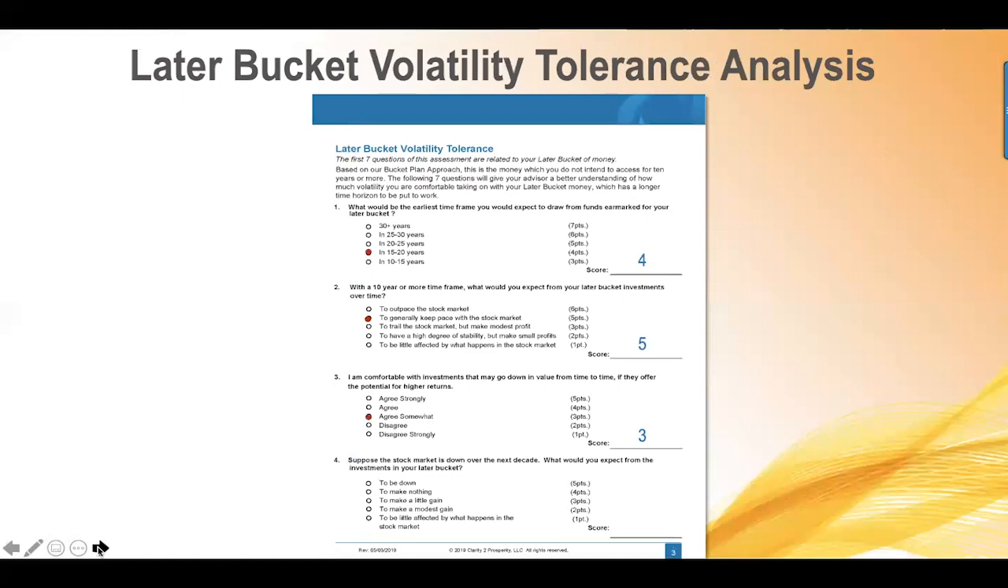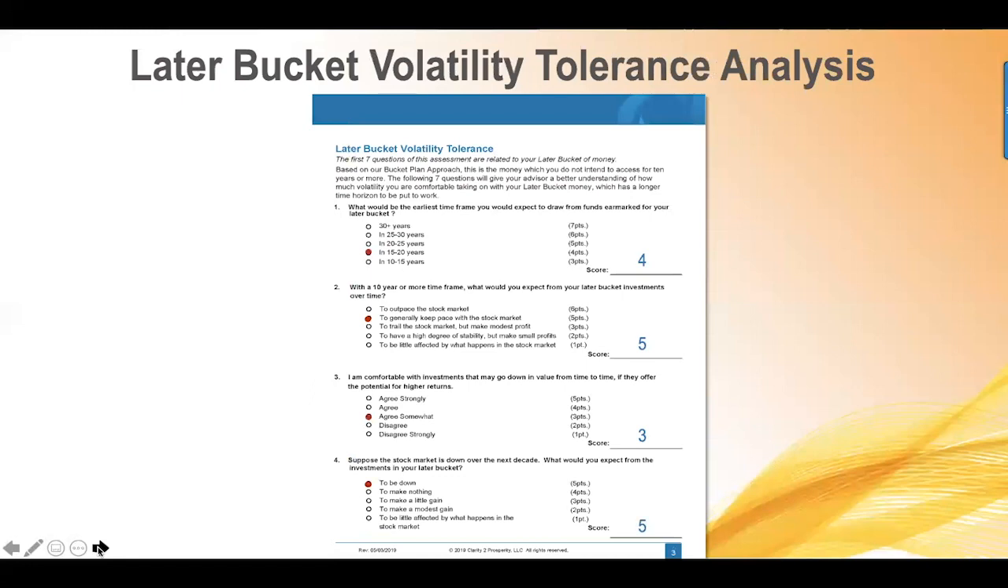Suppose the stock market is down over the next decade. What would you expect from the investments in your later bucket? To be down. I think if we're keeping pace with the stock market, I would expect it to be down.